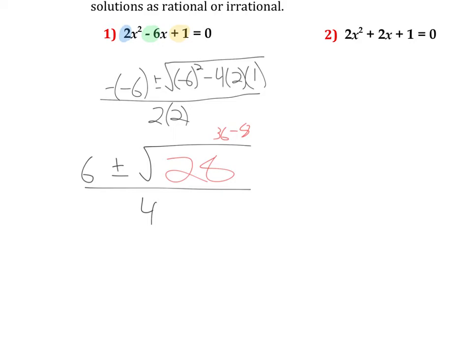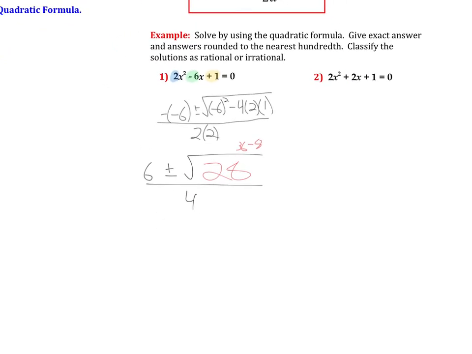Now 28 is not going to be a clean square root. 28 does not give us a nice radical. I mean, if you wanted to, you could simplify it to 2 rad 7, but that's a lesson for a different day. So right now, if I were to leave it as is, that would be an exact answer. However, this is telling us to give exact answers and answers rounded to the nearest hundredth.